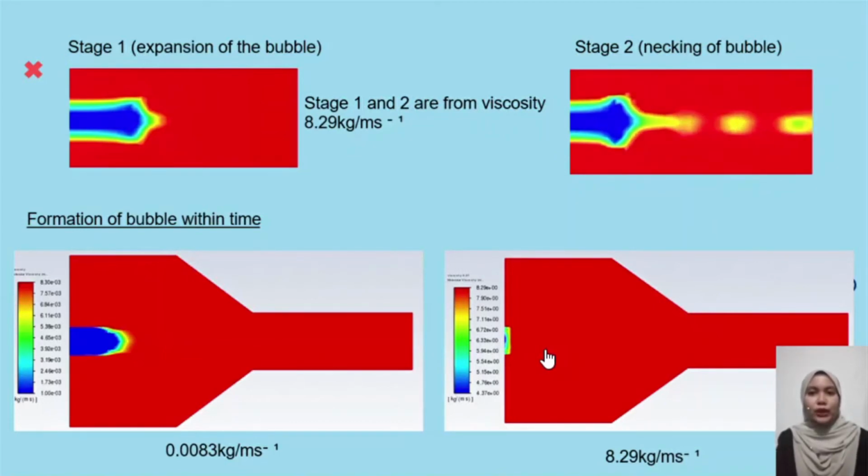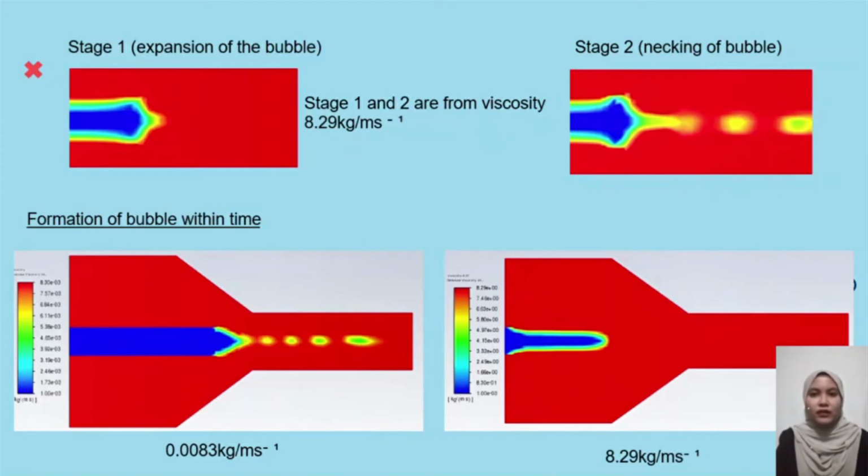The video below shows the bubble formation over time, using oil viscosities in the continuous phase of 0.0083 and 8.29, which are a very low viscosity and a very high viscosity of oil. Based on this video, it can be compared that low viscosity in the continuous phase can produce a bubble in a shorter time than using high viscosity.